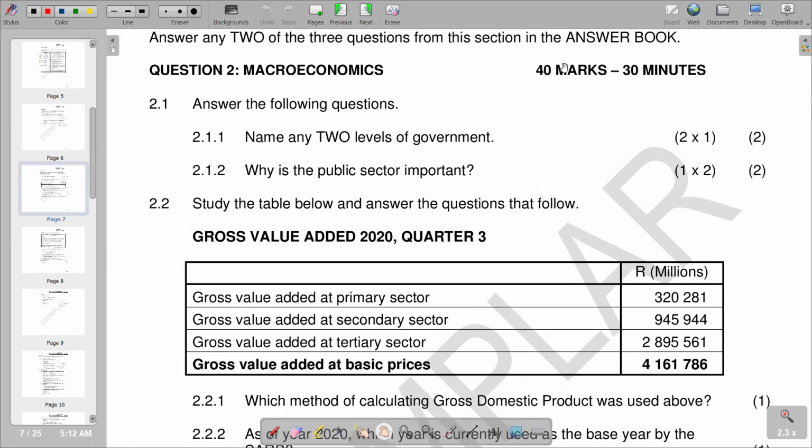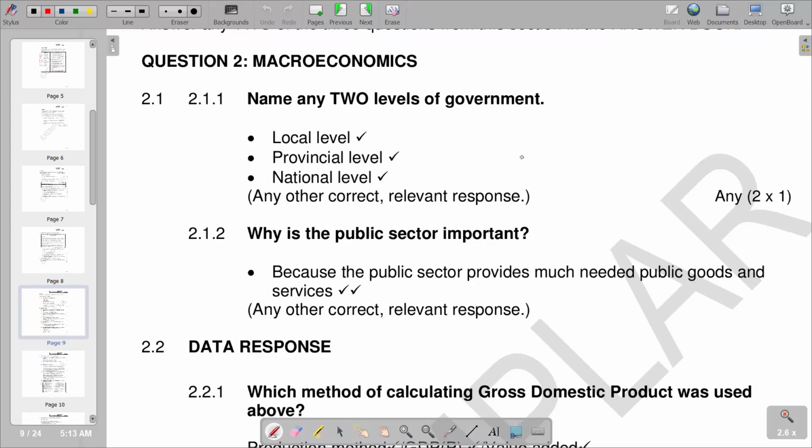So in terms of the first question that we have, it reads, name any two elements of two levels of government. I do know that we have got three levels of government. The level of government that we've got: the local, the provincial, and also the national level. So according to the requirements of the question, you can choose two from the ones that we have.